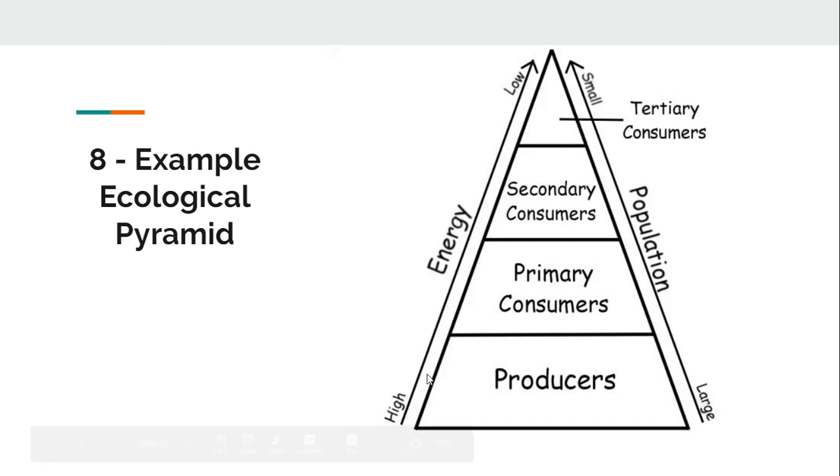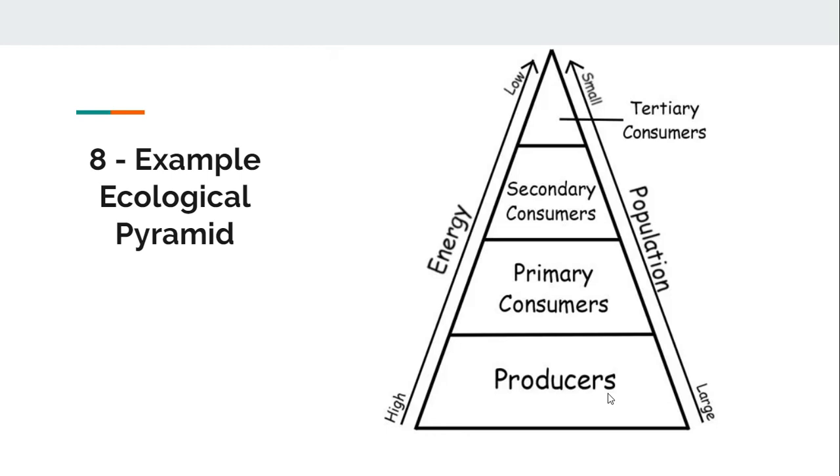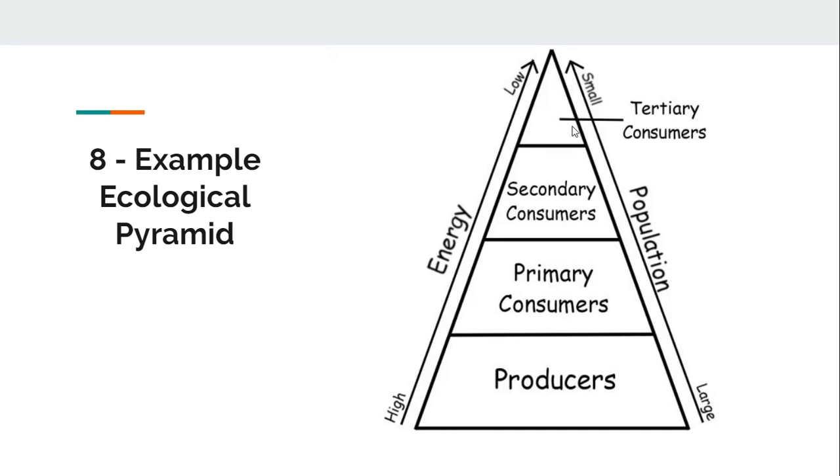You'll notice there is an arrow on the left side going from high to low energy, and the right side going from a large population to a small population. So just a reminder, the producers would have the most energy and the largest population. So there'd be the most producers in this ecological pyramid. And as we move to the top, we're getting less energy and smaller populations. And we end at the top with our top consumers having the lowest amount of energy and the smallest population.